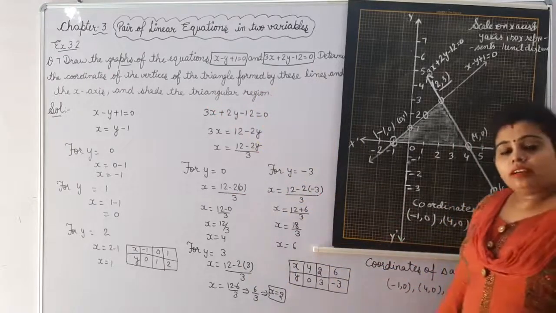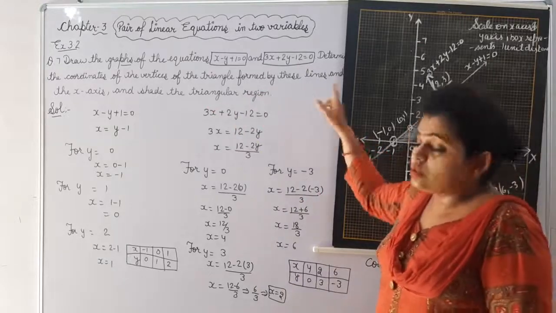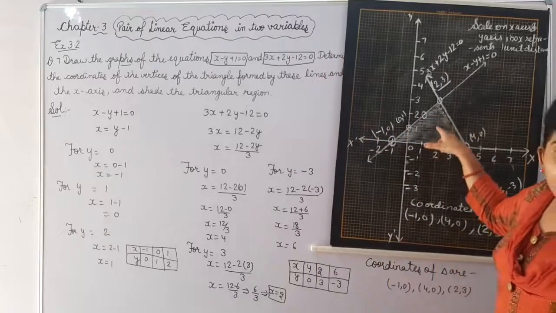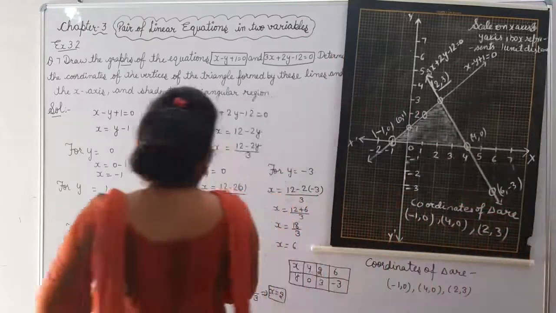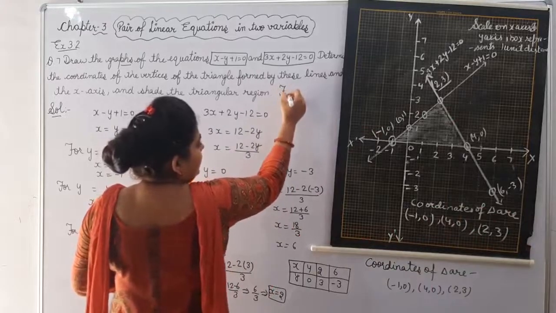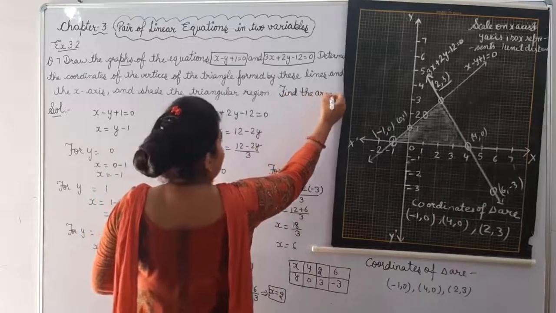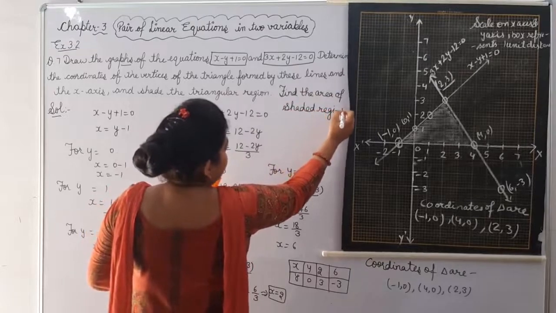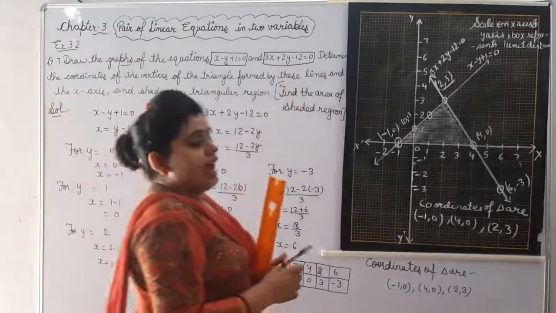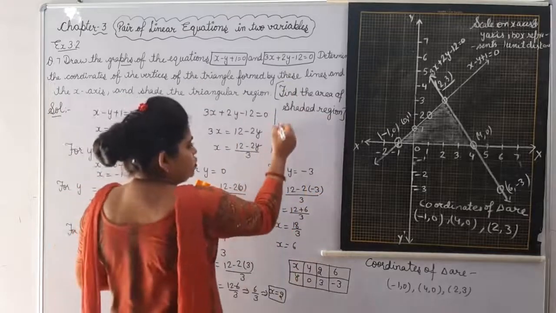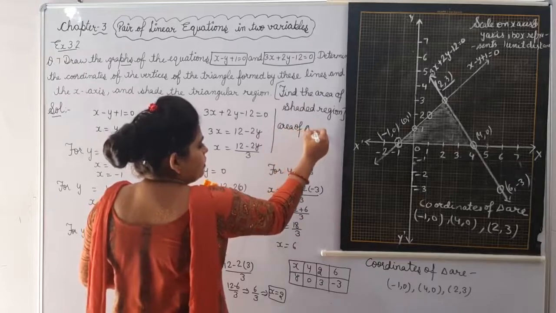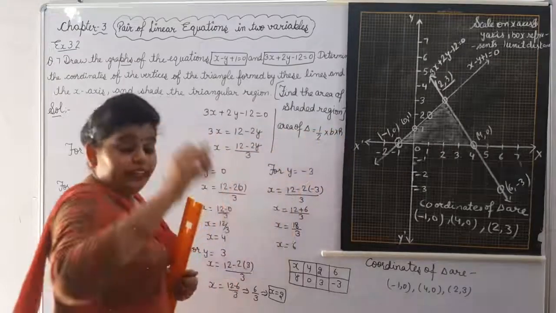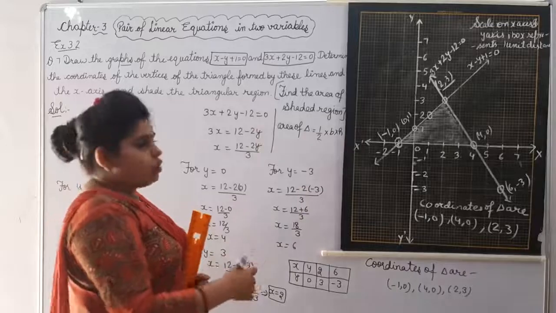And one more question can also be asked in this question. What is that question? Find the area of the shaded region. Here, what has been asked of us? Shade the triangular region and find the area of the shaded region. This can also be asked. If it is asked, then what will we do? We know that the area of a triangle is 1 by 2 into base into height. If it is asked, then we have to solve it.